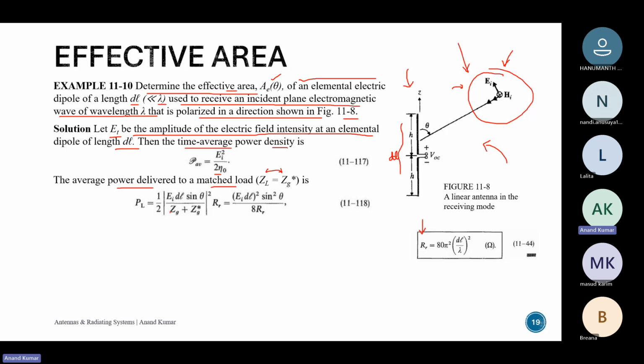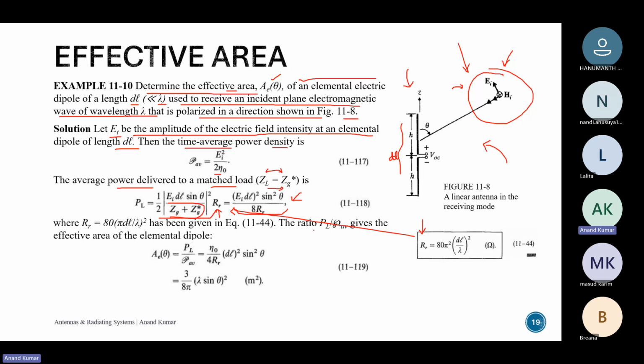So P_L is equal to half E dl sine theta whole square, from the previous expression that we had, and now we're substituting that. The radiation resistance of the dipole is known, so we will substitute this over here. Oh, sorry, this was Z_L over here. Now we're adding Z_G conjugate to it, and once this is solved, we get the expression E square dl square sine square theta upon 8 R_R.